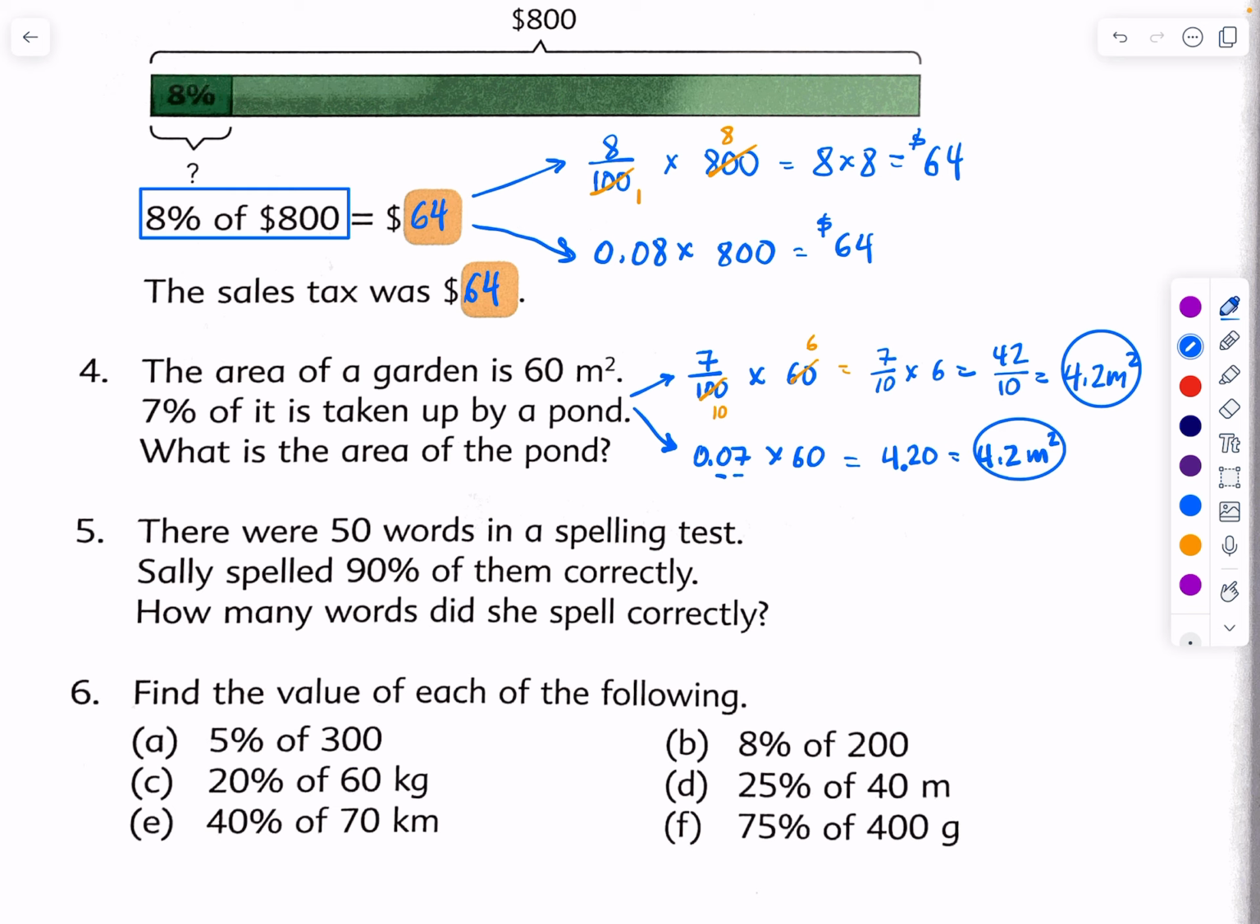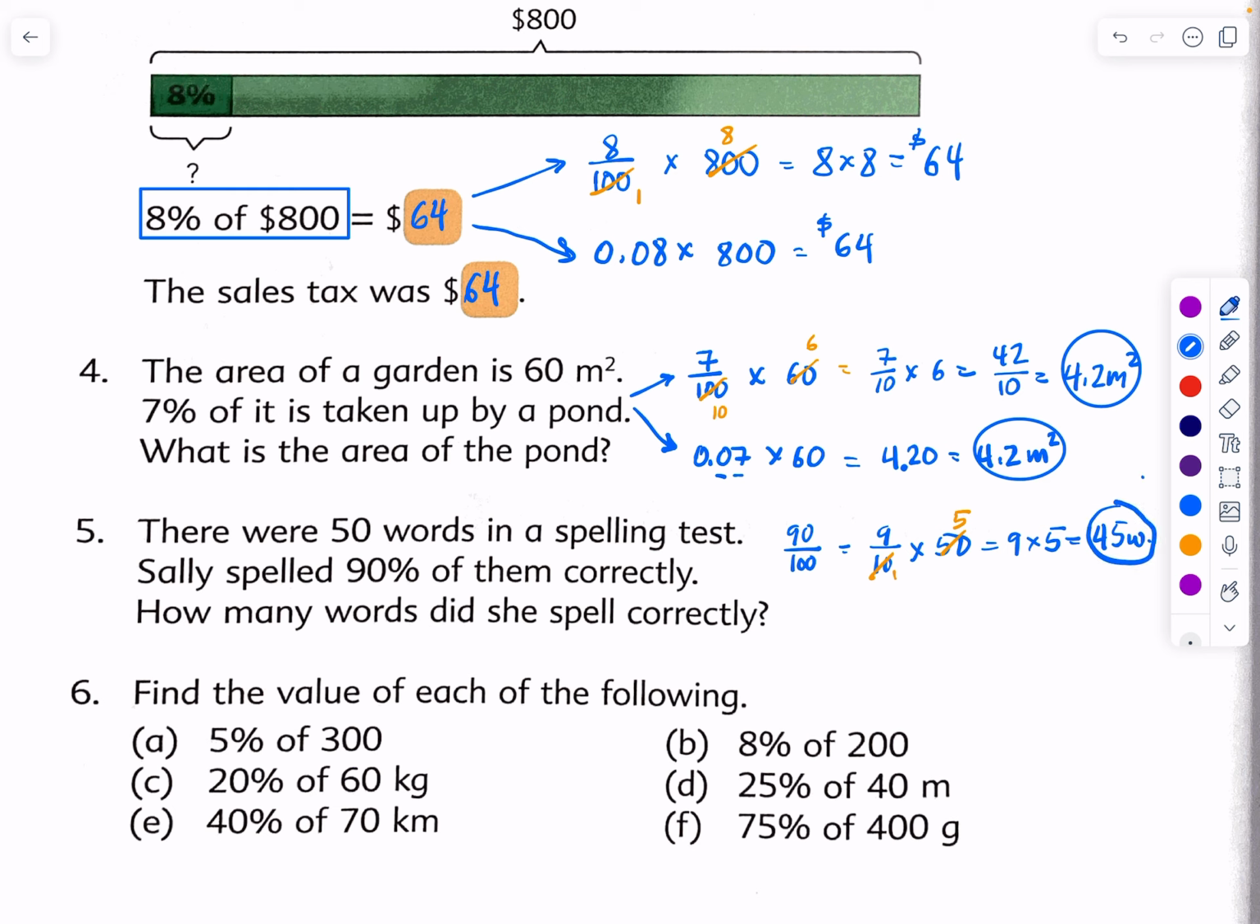Next problem. There were 50 words in a spelling test. Sally spelled 90% of them correctly. How many words did she spell correctly? Well, we can do 90 hundredths, right? Which we can immediately simplify to 9/10, no problem, of 50. Let's reduce. 50 and 10 are divisible by 10. This turns into 5. Therefore, 9 times 5 equals 45 words she spelled correctly.